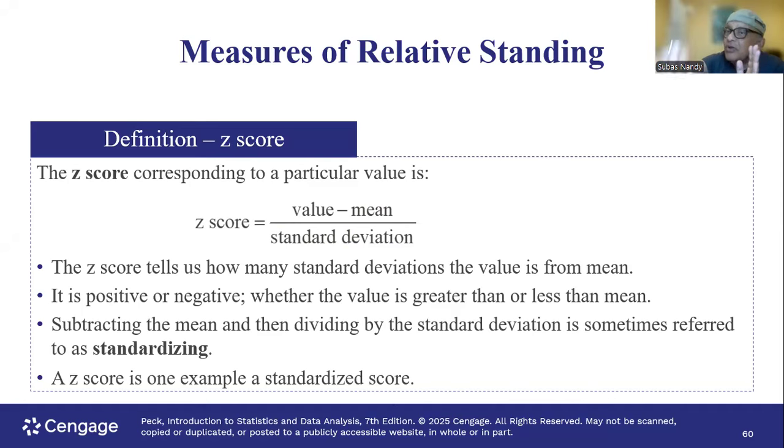Because you are dividing by the standard deviation, the z-score is called the standard normal score. Standard, because you are dividing by the standard deviation. So the z-score basically tells us, if the number is greater than the mean, that is, the numerator is greater than 0, how many standard deviations you are above the mean. If the z-score is negative, how many standard deviations you are below the mean.